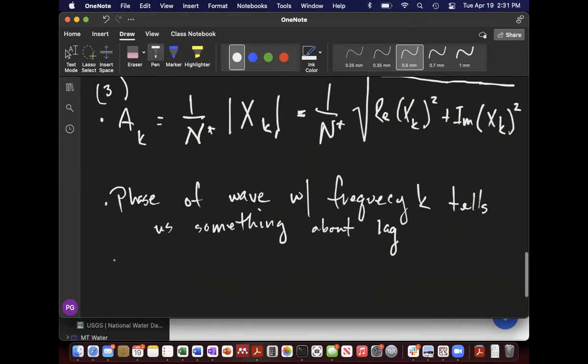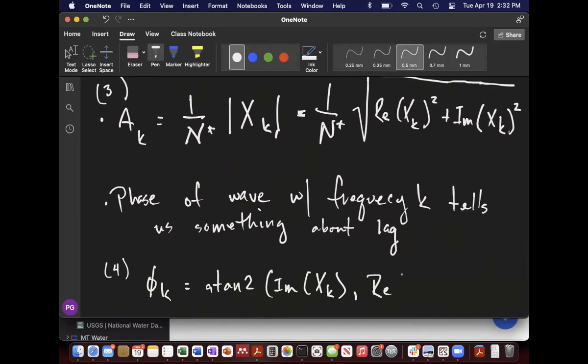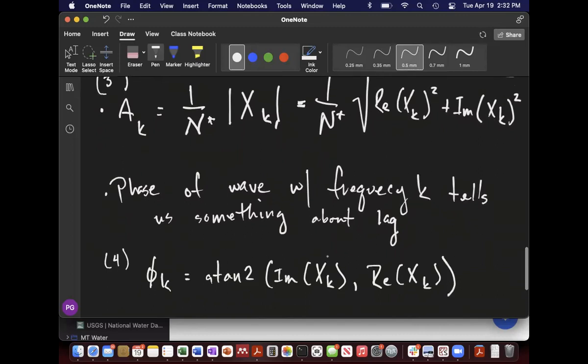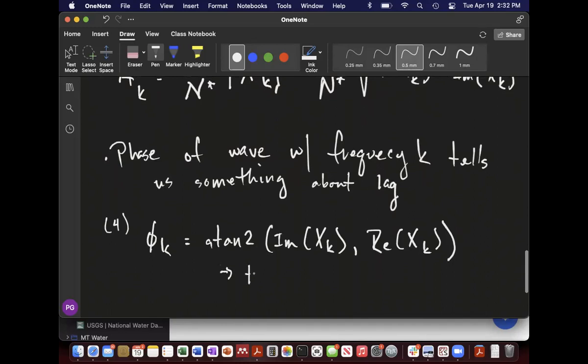All right, so this guy, we can figure out the phase is equal to the arctangent of the imaginary part of xk and the real part of xk. And this is the two argument form for the arctangent.